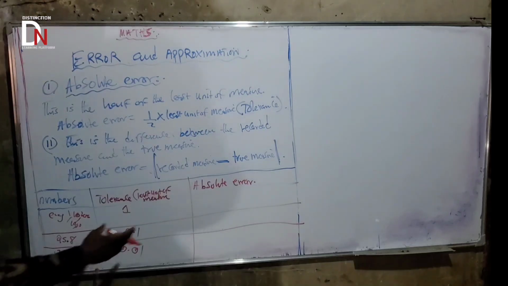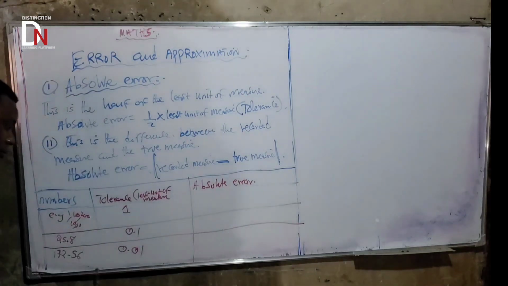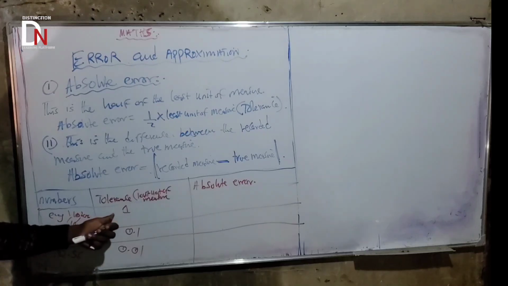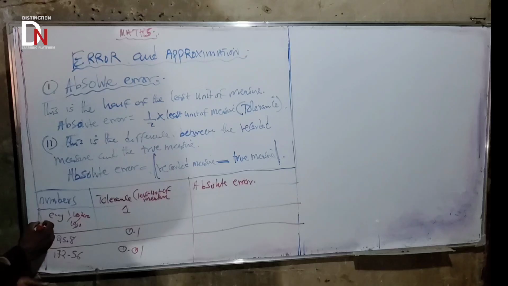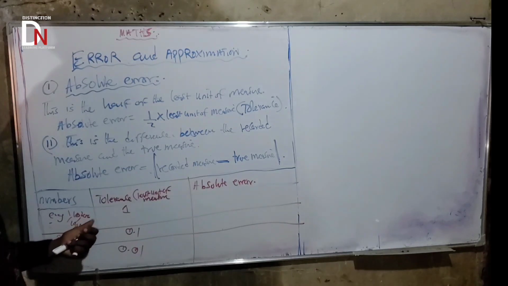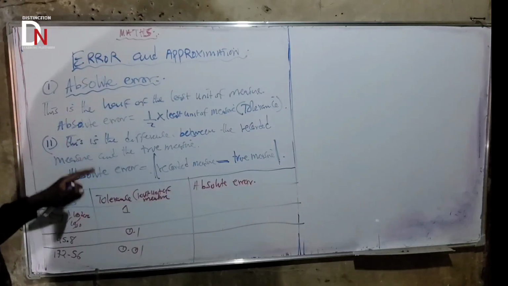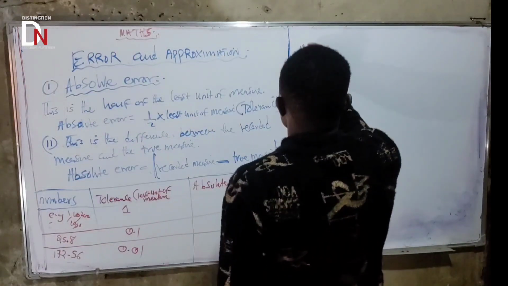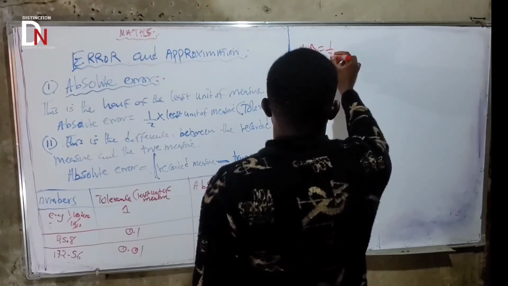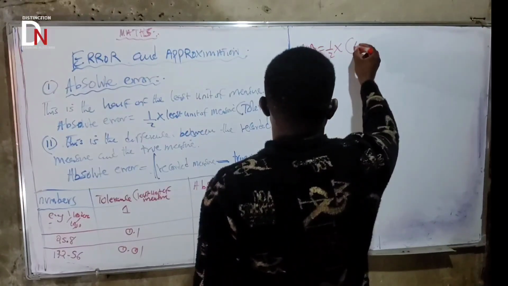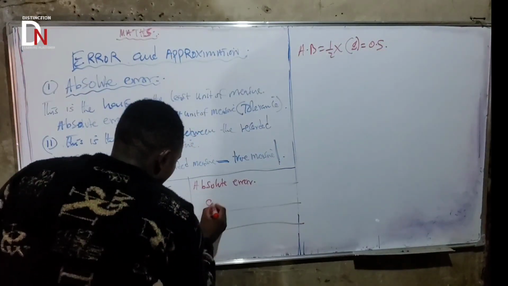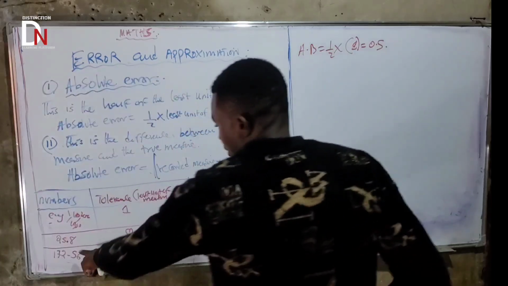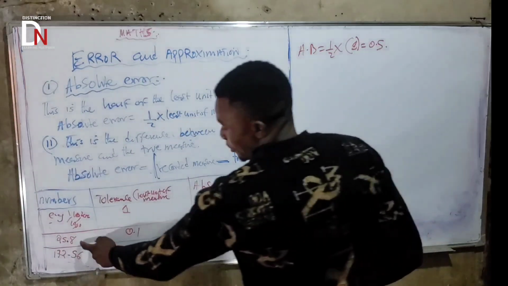It's very simple. Basically, for my absolute error, I can use the formula. In this case I have a whole number, it can be 25, it can be any number, so long as it's a whole number. So how do I find the absolute error? I shall use the first formula: absolute error is equal to half multiplied by the least unit of measure. For your number, the least unit of measure is 1 and the absolute error is 0.5.